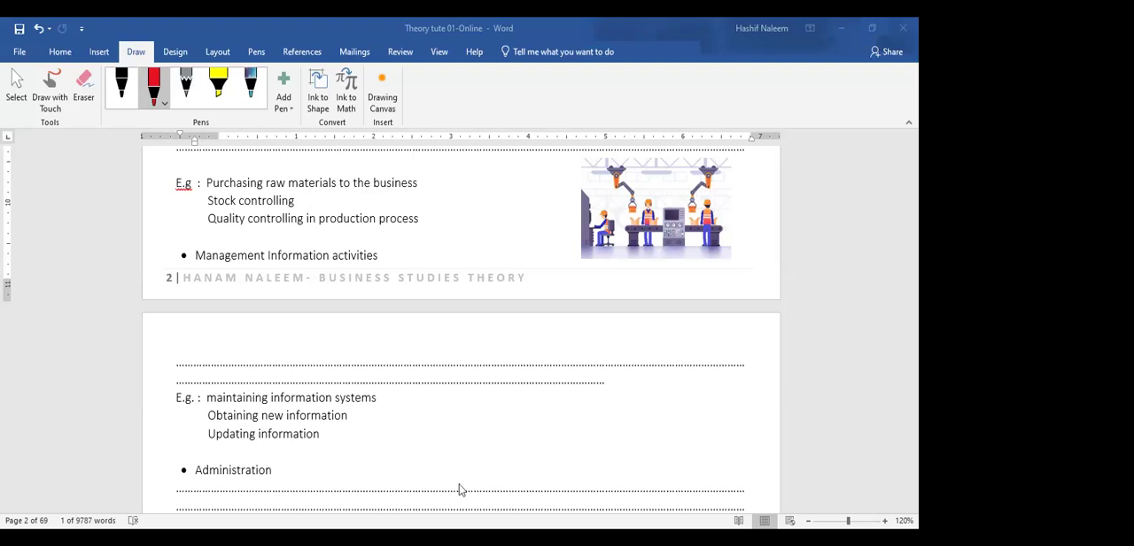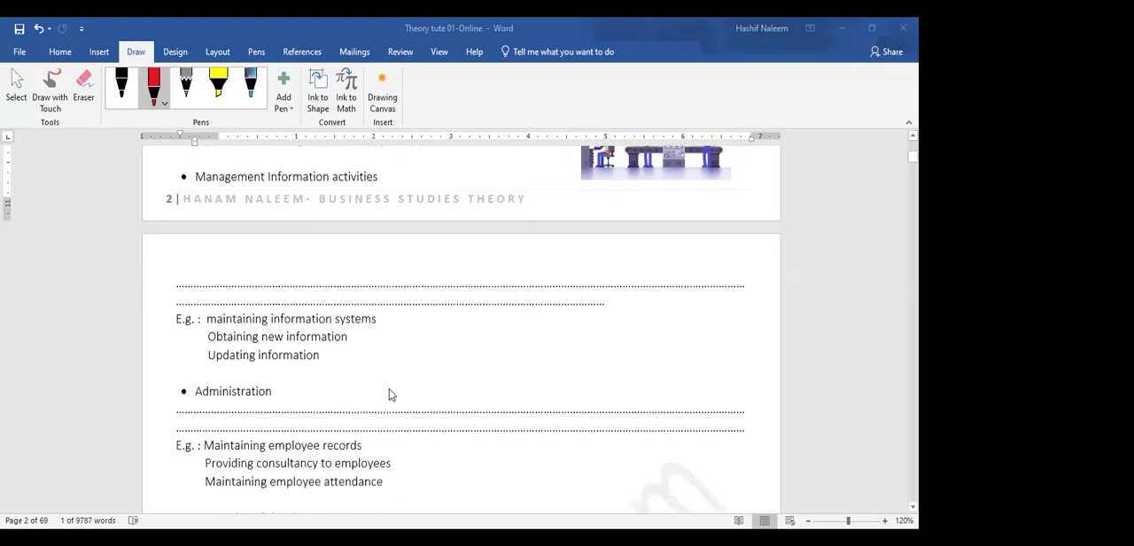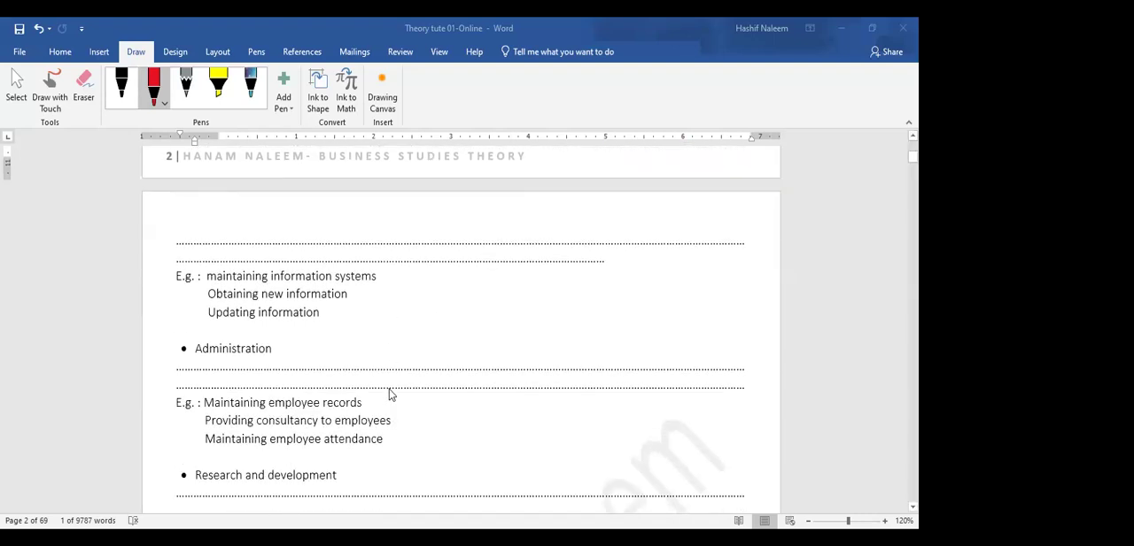So you can see the example, which is maintaining the information system, obtaining new information and updating information. That's fine. And next activities, guys, MIS clear? Management information system, is it clear? A quick confirmation.